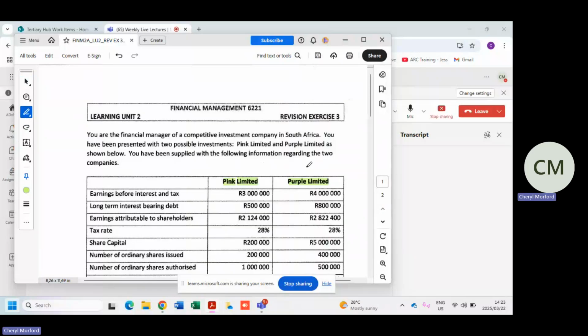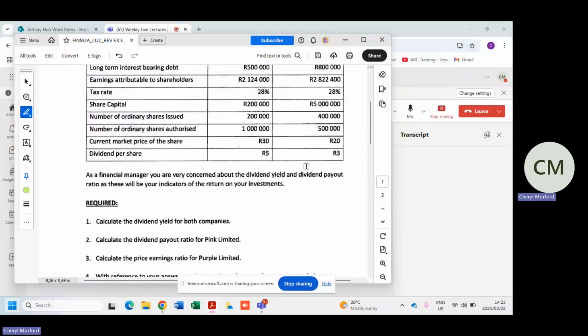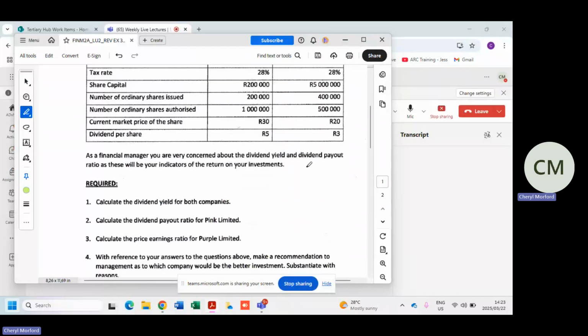So here we have some information for the 2 companies. And I've asked you here to calculate 3. And what I suggest is, if you have more than one company, have a column for each company. If you have more than 1 year, then have a column for each year. It just makes it much easier to set it out, and it stops repetition of writing the same things over and over. So also read your question carefully and follow the instruction.